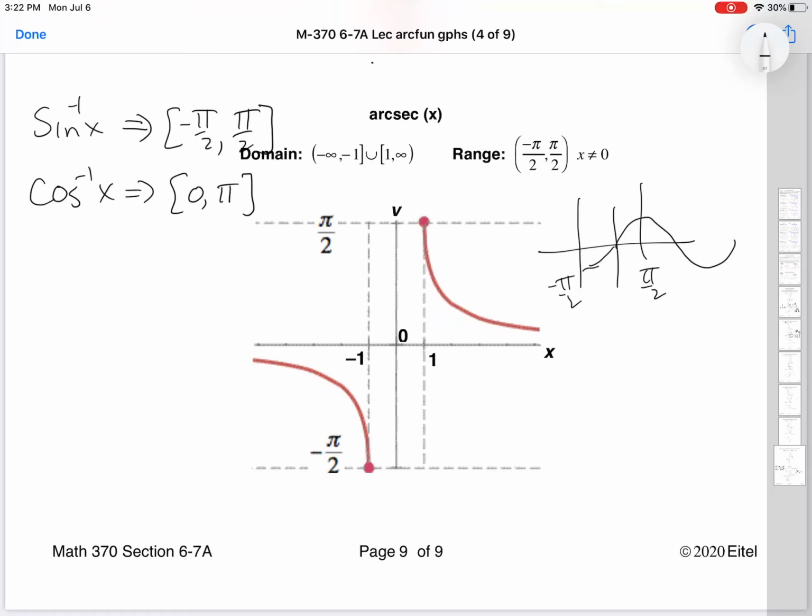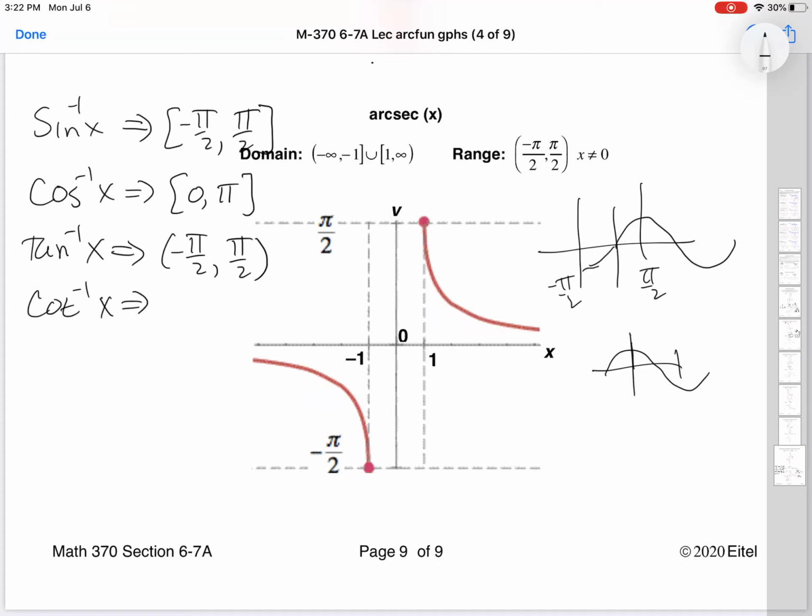Then with cosine inverse, it looks like this, and you can realize that cosine's cut from 0 to pi. It wouldn't be from minus pi over 2 to pi over 2. Once you know those, you know everything. Because tangent is sine over cosine, it's related to sine. It just can't include the endpoints because it's undefined there. Cotangent, no problem. It's cosine over sine, so it's related to cosine, and so this is 0 to pi.